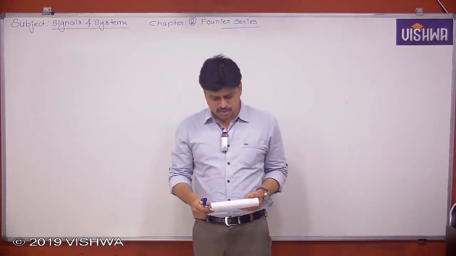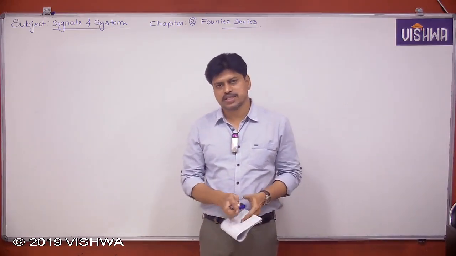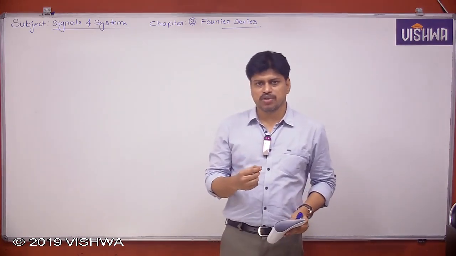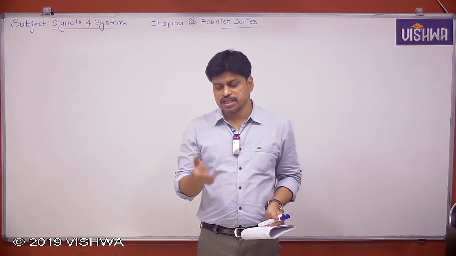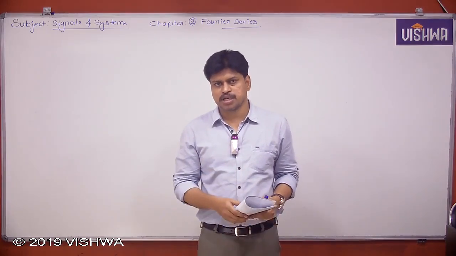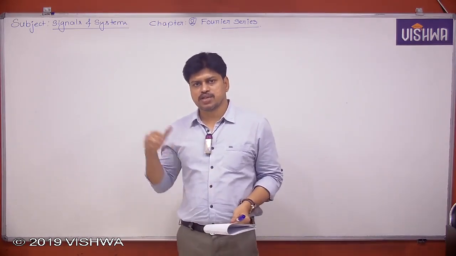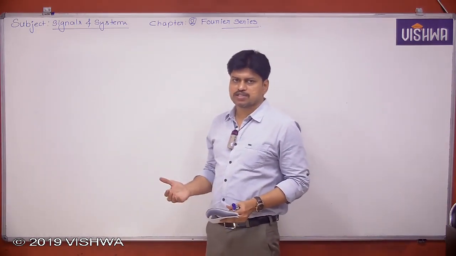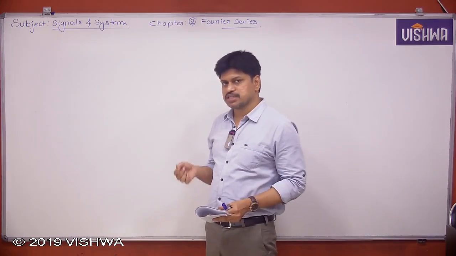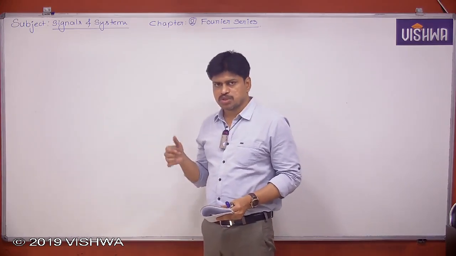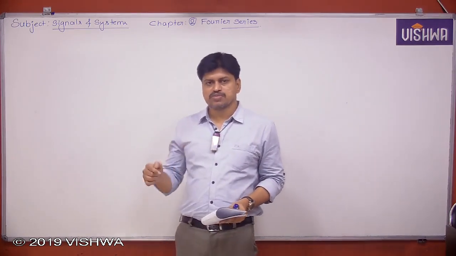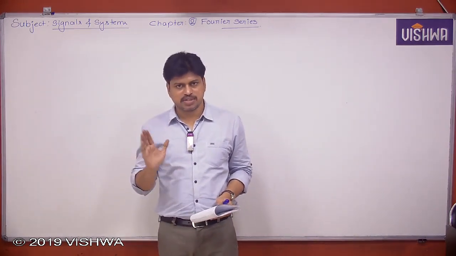Welcome back, friends. In the previous class we saw how to find the Fourier series coefficients if it is a square wave and if it is a symmetric square wave, that is, with even symmetry or odd symmetry. There are four kinds of waveforms. If there is a positive jump, then everything is positive. If it is a negative jump, then everything is negative.